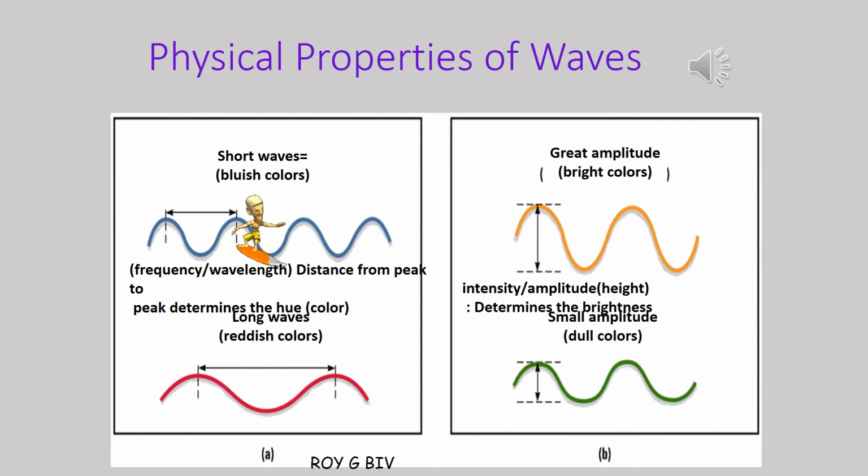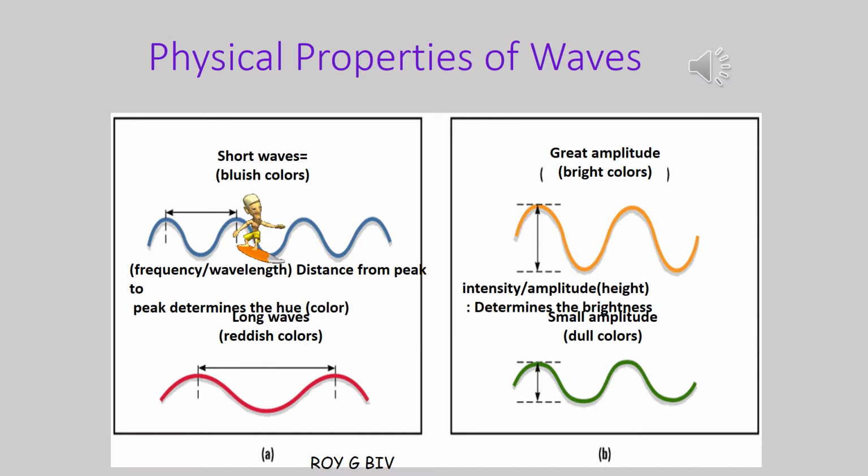First of all, the frequency or wavelength. That is the distance from peak to peak. So if you're sitting on a beach and you're watching the waves crash onto the shore, that would be the distance from one wave crashing until the next one comes in. Short waves, or rapid frequency, will give you your bluish colors of the visual spectrum. Long waves with low frequency will give you your reddish colors. So the frequency or wavelength or distance from peak to peak affects the hue or the color that you see.